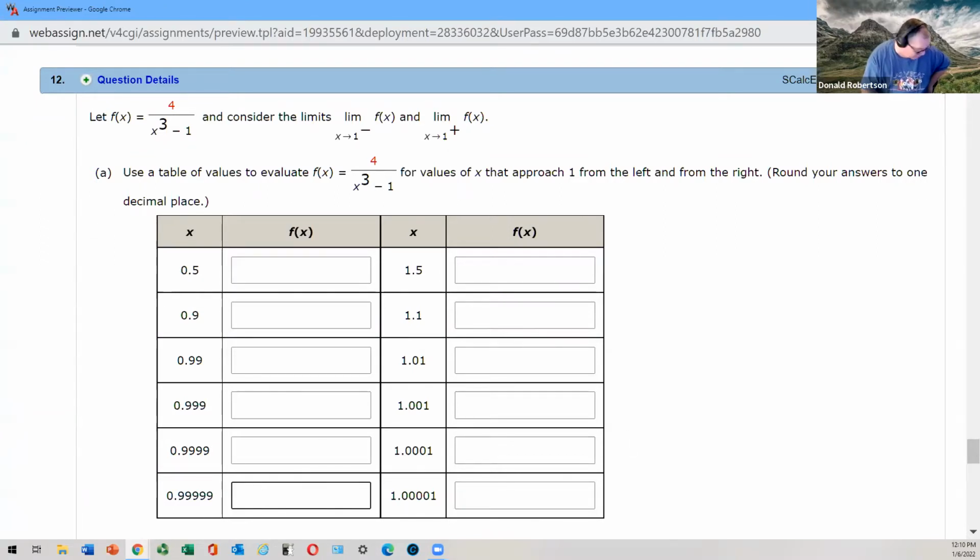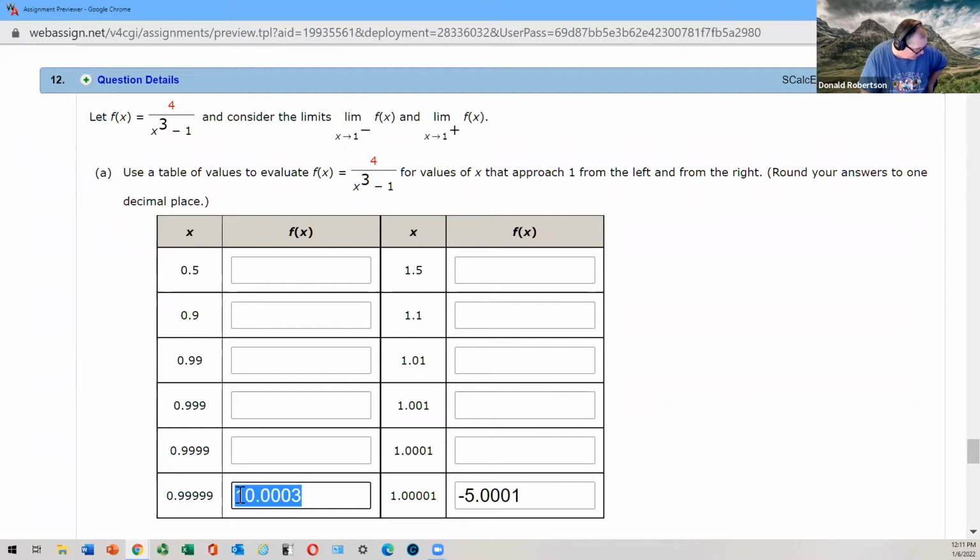I'm making this up, but pretend I did that 0.9999 value, and the answer I got was 10.0003. And suppose I did this 1.00 value, and the answer I got was negative 5.001.